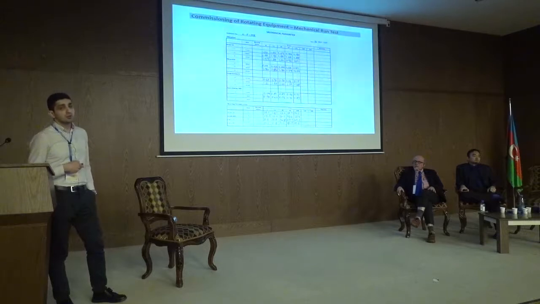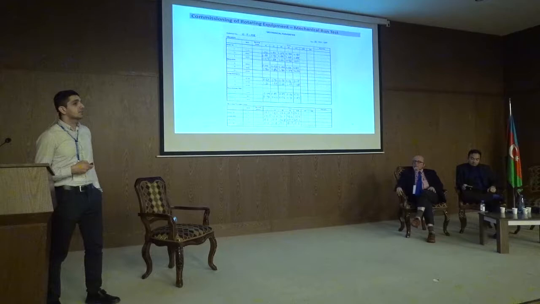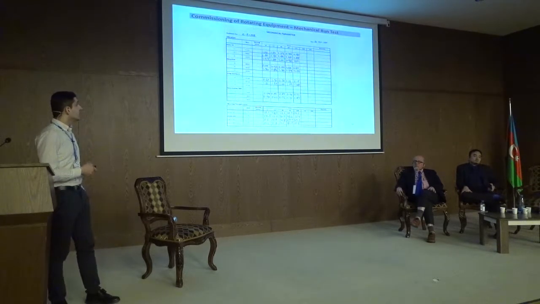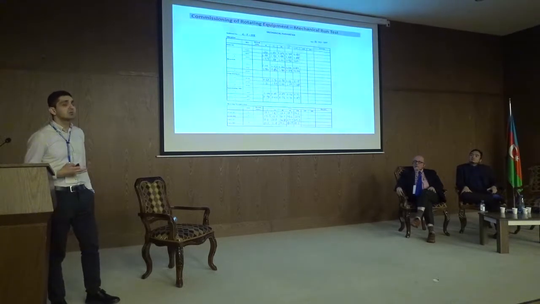And then we do the mechanical run test. It's another commissioning procedure. So once we have aligned, once we have lube oil flushed and everything is okay, we have to check whether the equipment runs smoothly without any vibration and temperature rise. So we are running the equipment for 2 to 4 hours, depending on the size of the equipment, and we are taking records, vibration records, temperature records, noise records, in order to ensure that the rotating equipment is well aligned and runs smoothly.